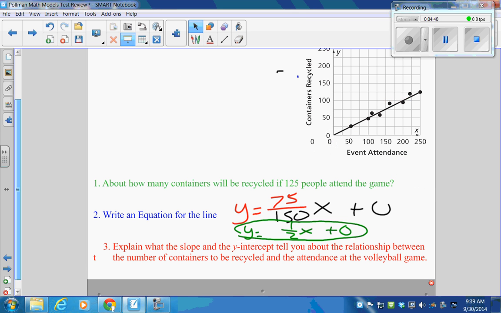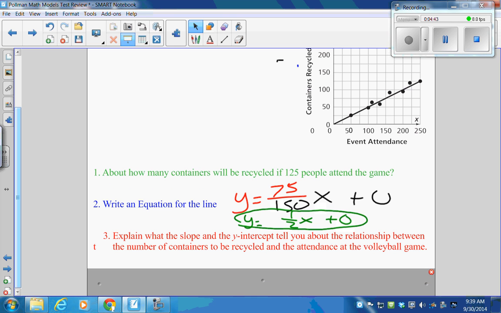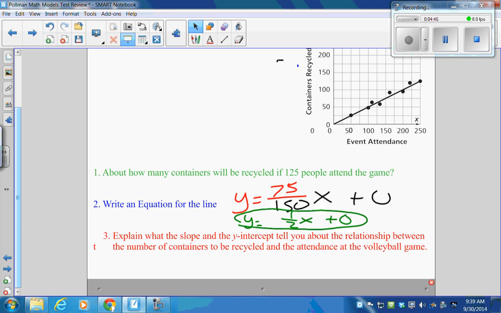Our last problem says, explain what the slope and the y-intercept tell you about the relationship between the containers recycled and the attendance for the volleyball game. So basically, tell me what this equation means. Pause your recording now.